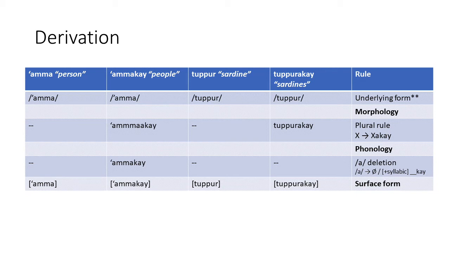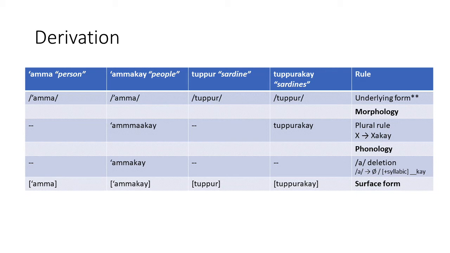So now if we apply the phonology, it says a is deleted if it is between a vowel and kai. Yes, there is a second a. There is an a between another a and kai. So you delete that a.